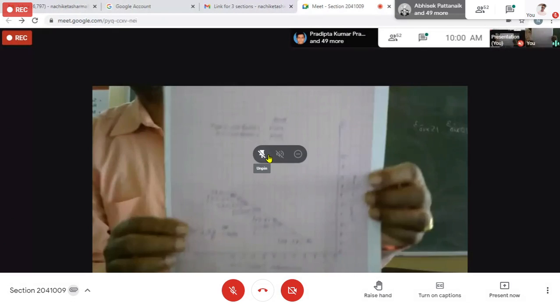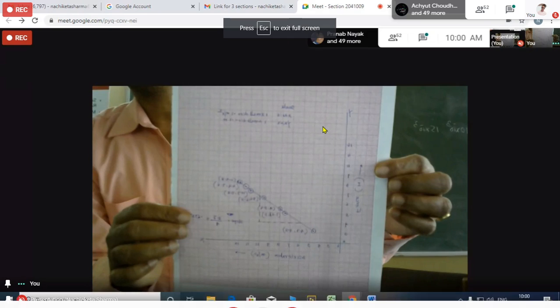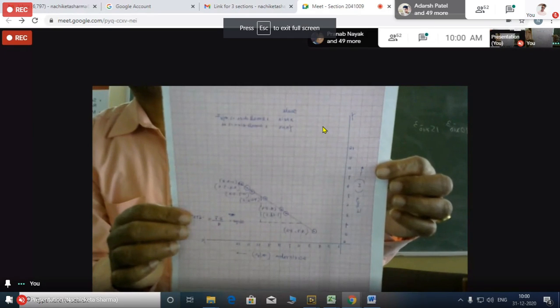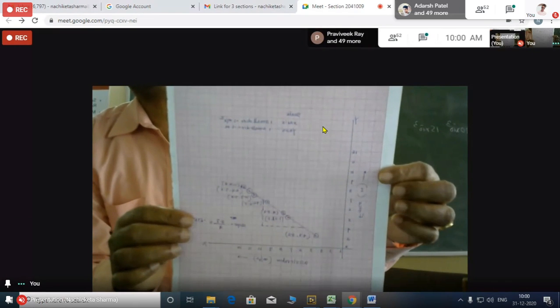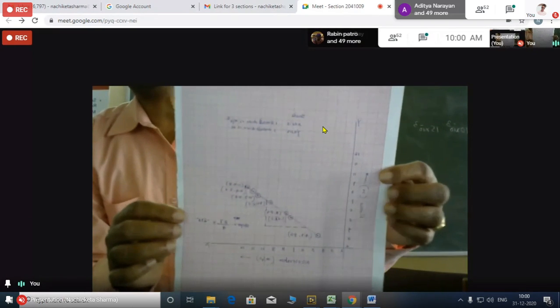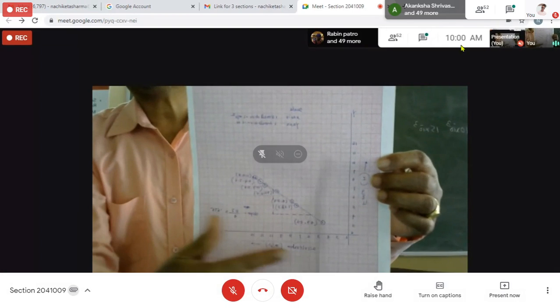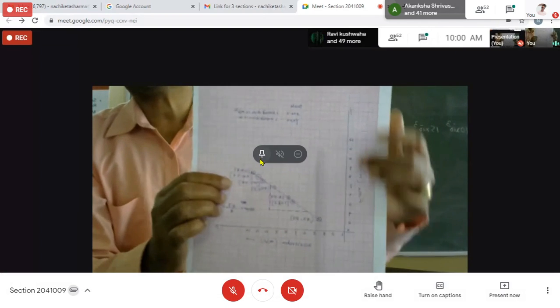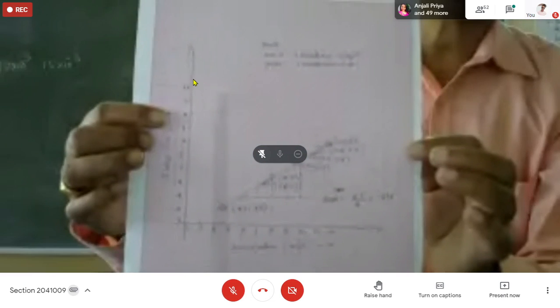Can you see the graph I plotted? Yes, sir. You plot the graph like this. This is for M1. You see, I have written everything: here the scale, here the slope, how you have taken the x-axis, how you have taken the y-axis. Okay, you plot the graph like this, neat and clearly.